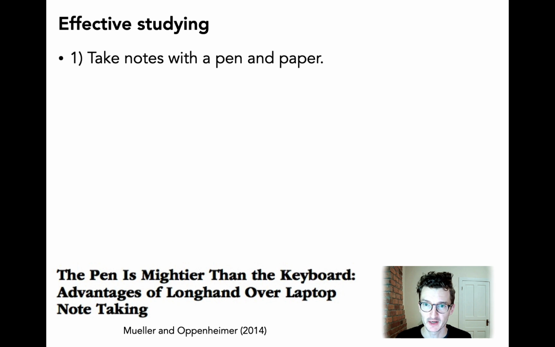When you take notes with a pen and a pad of paper, you can't scribble notes as fast as the professor is speaking. What this means is that you actually have to think about what the professor is saying and write down the most meaningful bits of information. And this act of engaging with the material in this way actually improves your memory of the material. So it's sort of like a trick to make you engage with material in a deeper way.